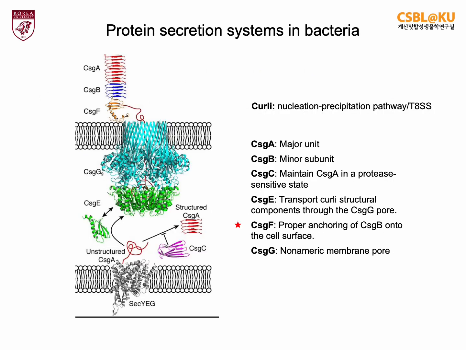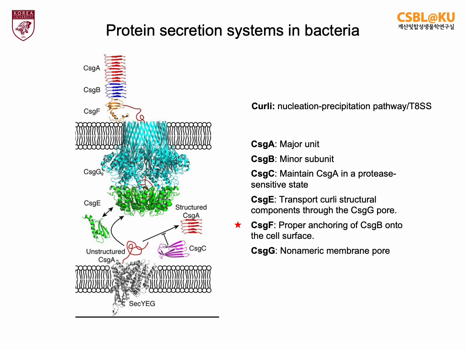Curli are the product of a dedicated secretion and assembly pathway known as the nucleation-precipitation pathway or type A secretion system. Curli fibers are functional amyloids found in the extracellular matrix of enteric bacteria such as E. coli and Salmonella. Curli amyloids are composed of a major subunit called CsgA and a minor subunit called CsgB. CsgA amyloid formation at the cell surface is initiated by the CsgB nucleator protein.